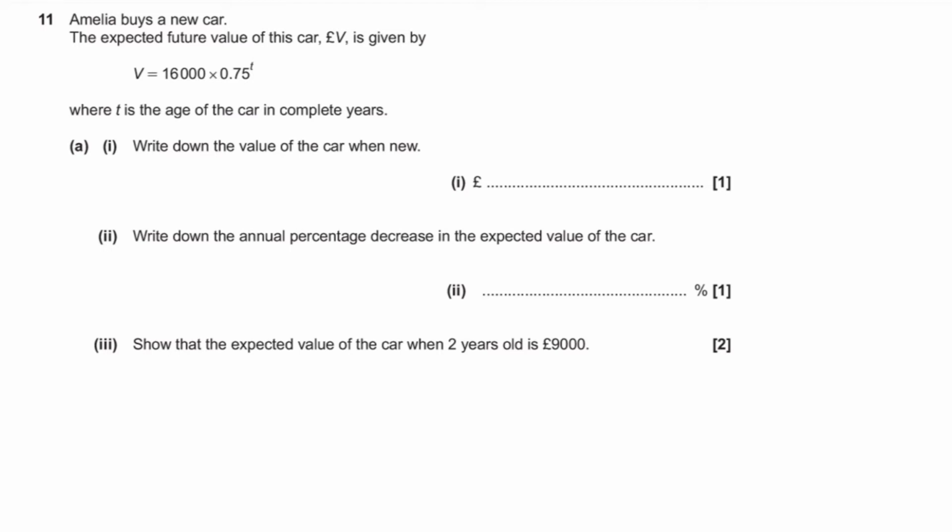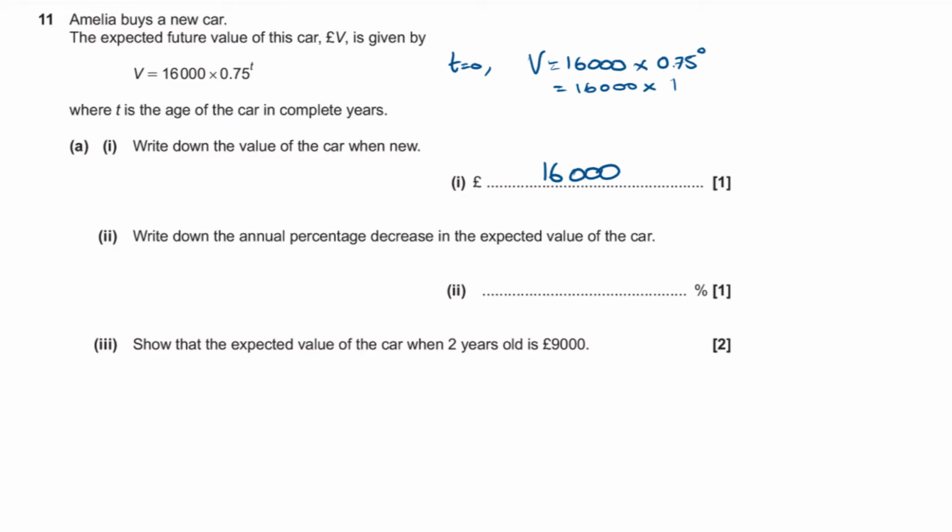Well, when the car is new, t is going to be equal to 0, isn't it? Because there'll be 0 completed years. So my formula is going to be V equals 16,000 times 0.75 to the power of 0. And anything raised to the power 0 is just 1, isn't it? So that's 16,000 times 1, and 16,000 times 1 is 16,000. So actually that's not so hard, is it?